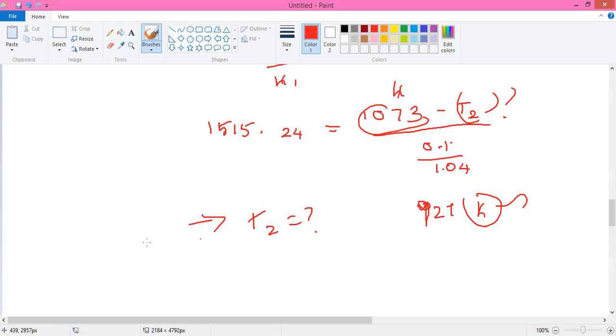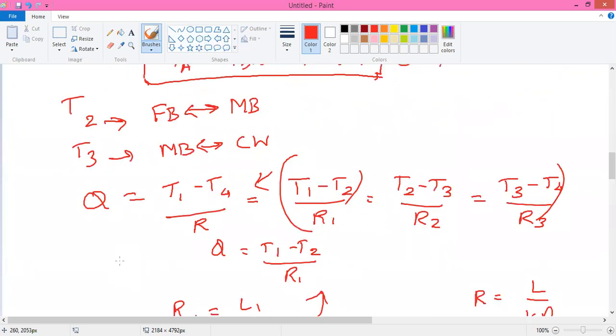That T2 temperature is the interface temperature between the fire bricks and the masonry bricks. Next we find T3. Before, we simplified the equation from this; you can use any equation to find it. We already know T2, and then you know T4, so with any equation you can find the T3 value.